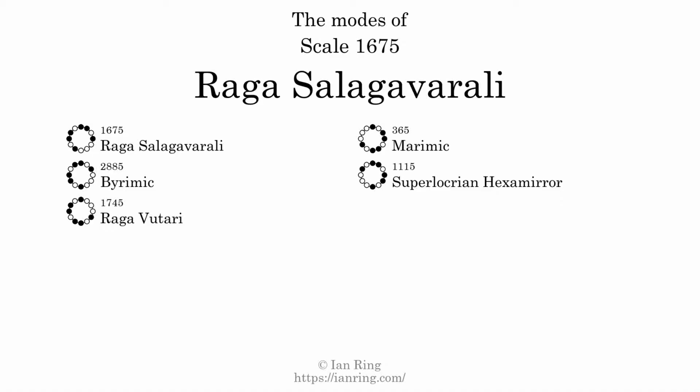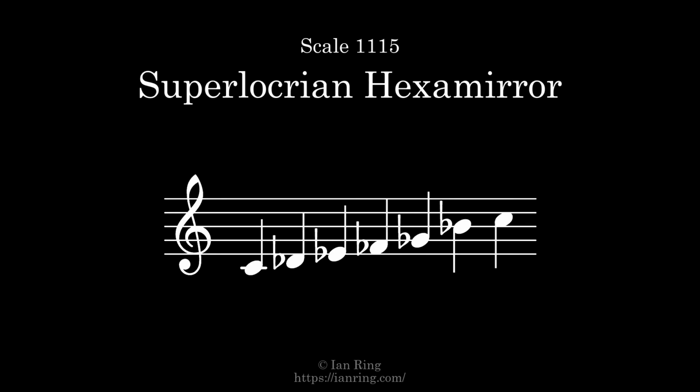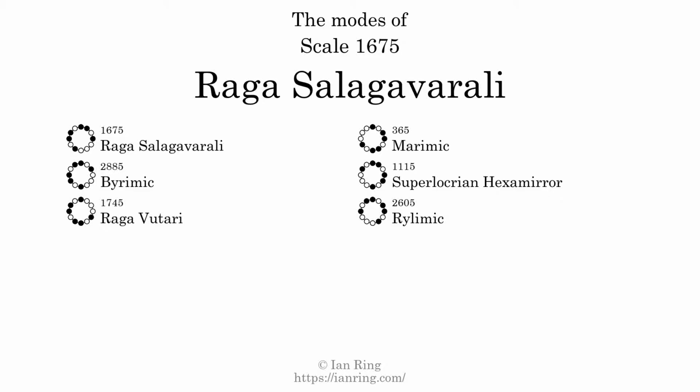The fifth mode is scale 1115, also known as superlocrian hexamirror. It sounds like this. The sixth and last mode is scale 2605. Also known as rhythmic. It sounds like this.